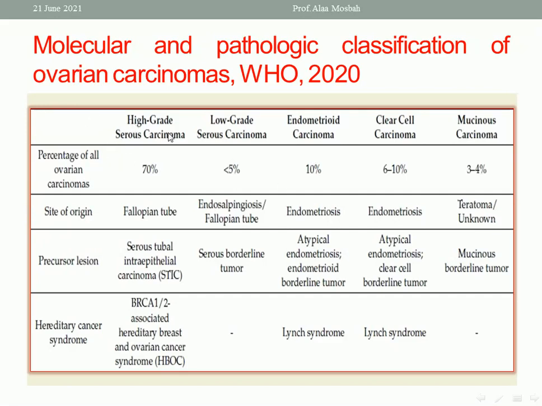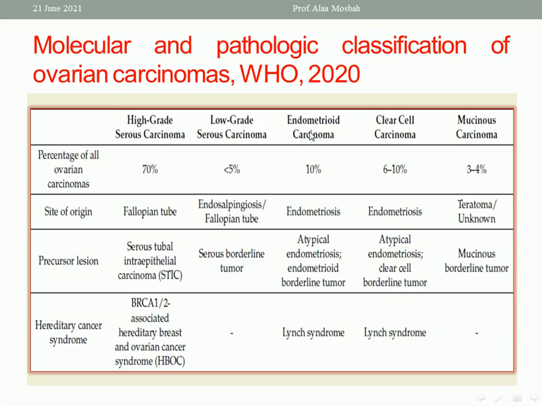This is the high-grade serous carcinoma. Site of origin is fallopian tube. Hereditary cancer syndrome, BRCA1 and 2, associated hereditary breast and ovarian cancer. This is in high-grade serous carcinoma. What about low-grade serous carcinoma? Coming from serous borderline tumor. This is a precursor, and the site of origin is the fallopian tube.